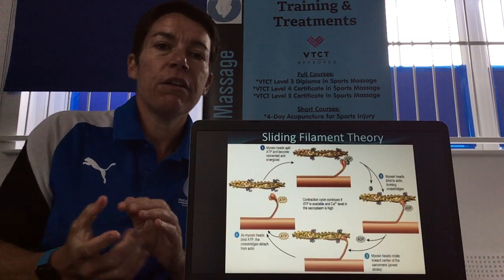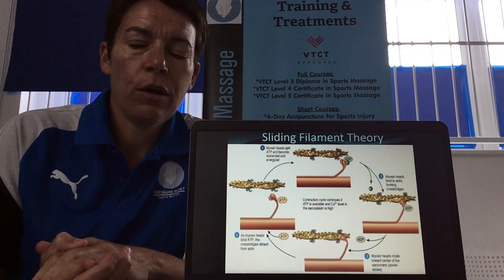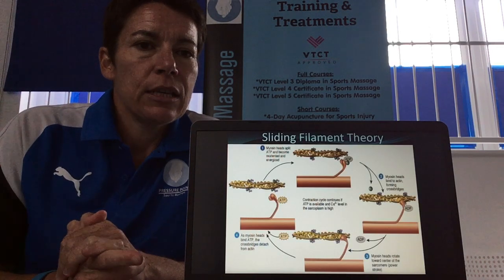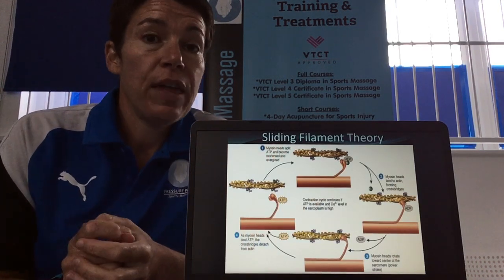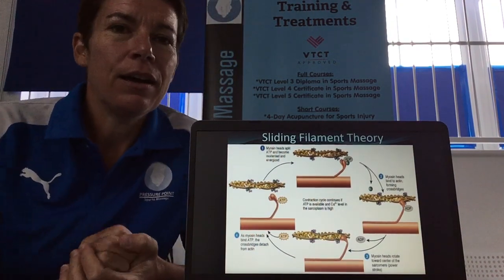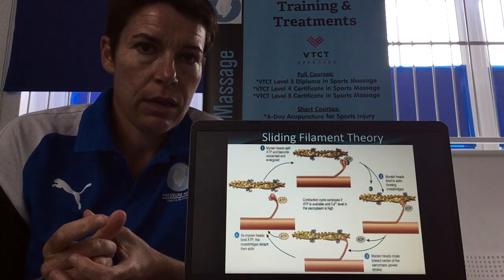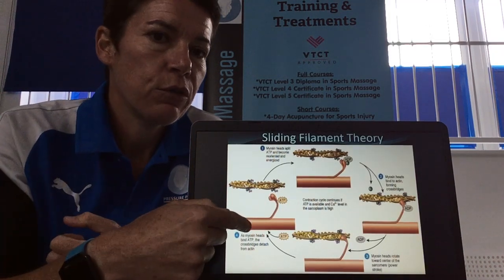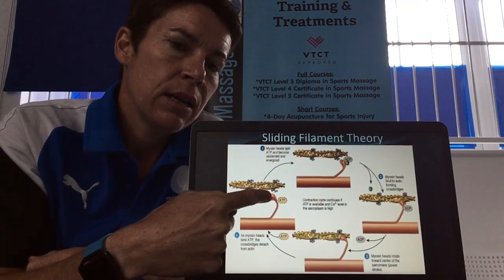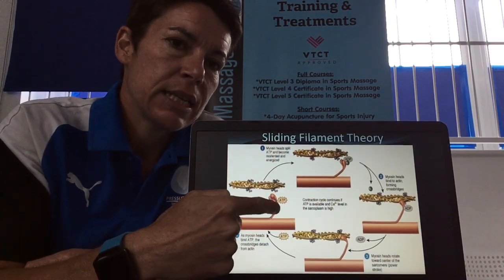So myofibrils make up a muscle fibre. Actin and myosin are two protein filaments that make up a myofibril. Actin and myosin. Actin is the thin one. So we'll come on and we'll see a better diagram in a minute rather than my one. But actin is the thin one. Myosin is the thicker filament. And on this diagram, which you've got in your book here, this is the thicker one. But it also contains this. That's a myosin head. So we have myosin and a myosin head.